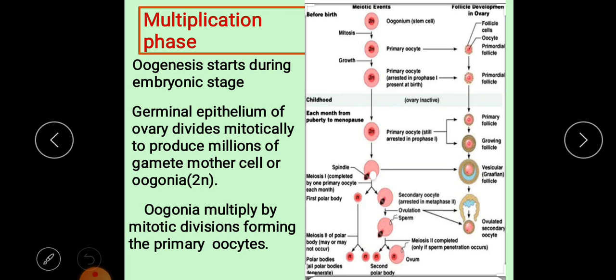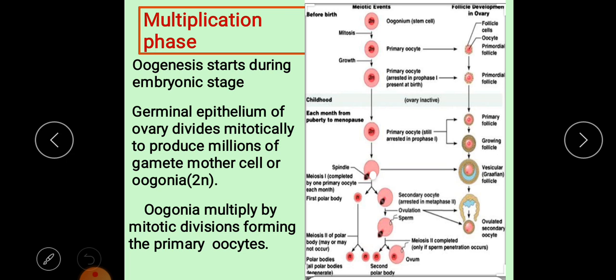Now we'll talk about the process of oogenesis. In oogenesis, the gamete mother cells are formed inside the fetal ovary itself and remain the same, and no more oogonia are newly born or added to the female ovary.